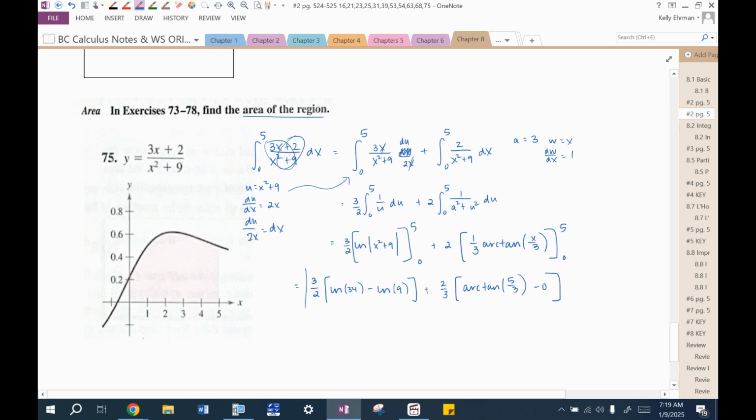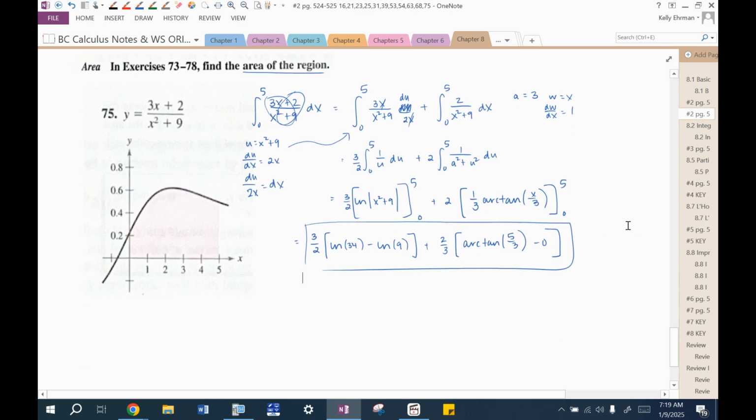I would not simplify that. You could condense the natural logs a little bit. We would need a calculator for this next part, for the arctangent part. So I'm just going to leave that as is. All right, so that's homework number 2.